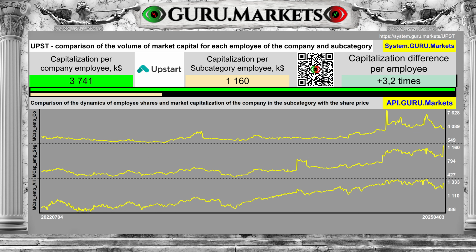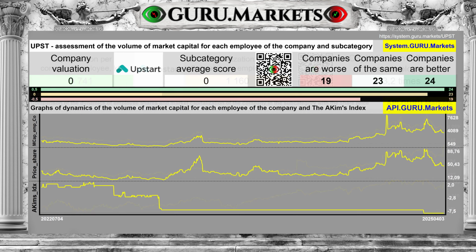The amount of market capital for each employee of the organization is equal to $3,741,000, whereas for the subcategory, $1,160,000. The difference between the subcategory average and the company's performance is 222.5%. Assessment of the company's market capital per employee in comparison with indicators in the subcategory: tolerable, 0 points.